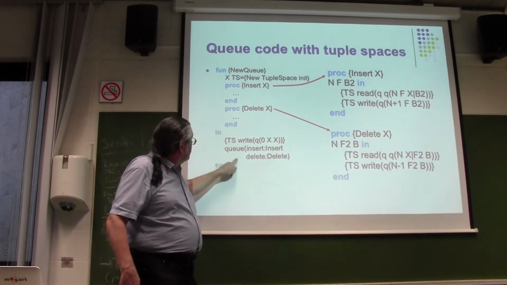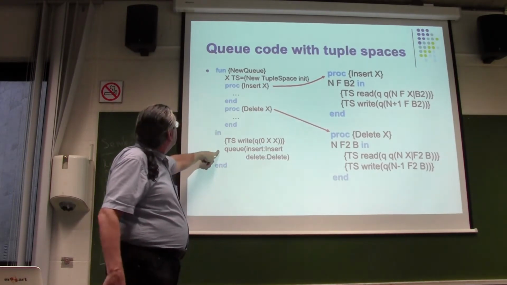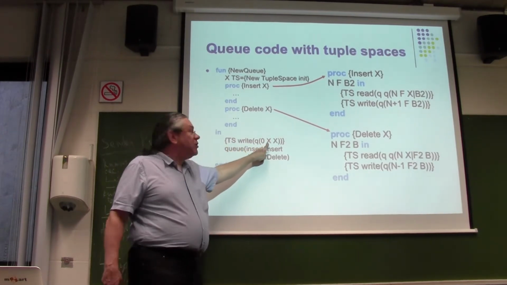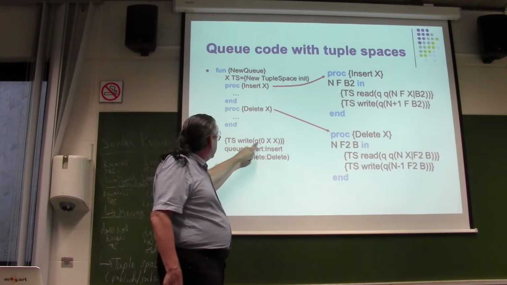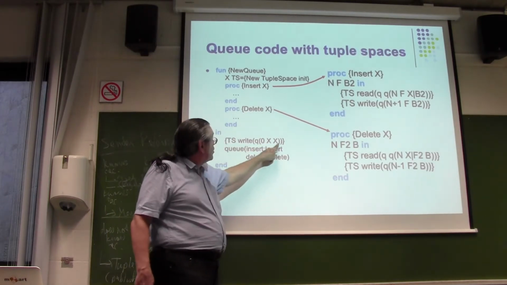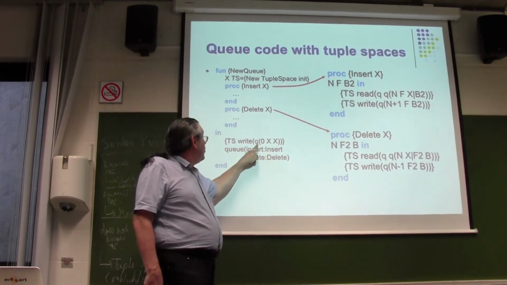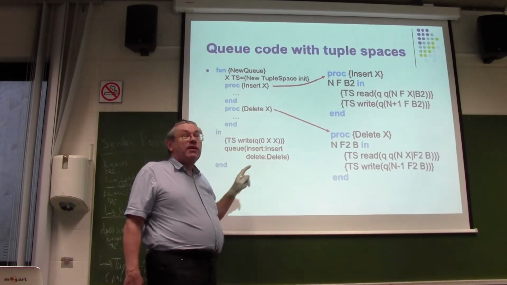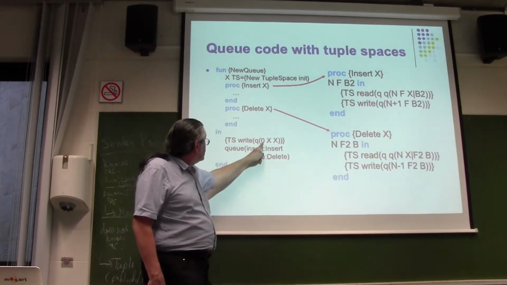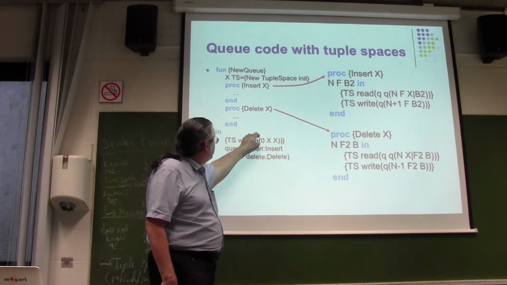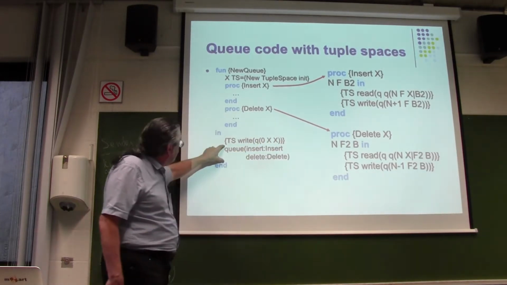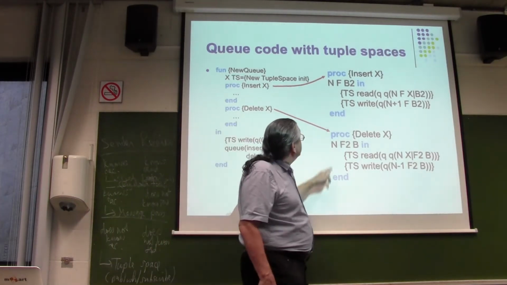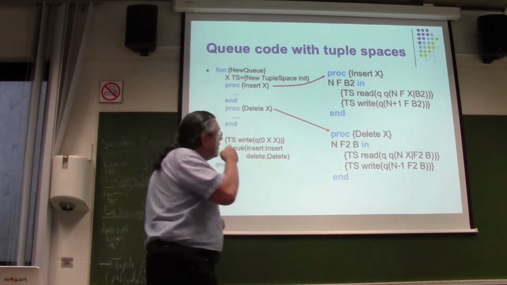The first thing I do here is I write an empty queue. Okay, so the queue is the same data structure as before. It's a tuple with three elements: the number, and then a difference list giving you the content. So 0 and then X X. So that's an empty queue. Then I return the queue which has insert and delete. Here are the insert and delete code.